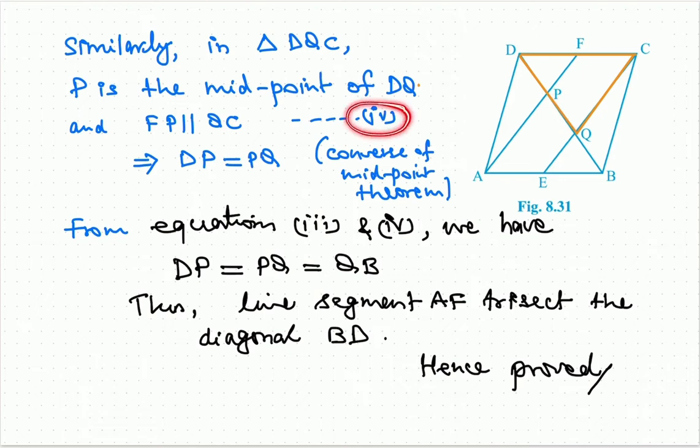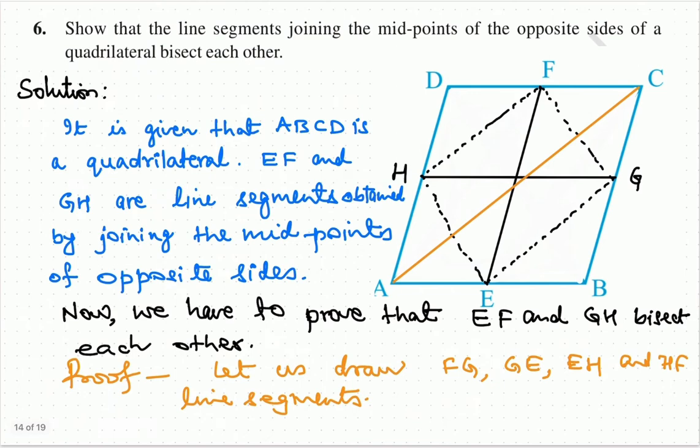Now this equation becomes 4. From equations 3 and 4, we arrive at the conclusion that DP is equal to PQ is equal to QB. Thus, we proved that line segments AF and EC trisect the diagonal BD. Hence, we proved the problem. Now, the next problem, question number 6.